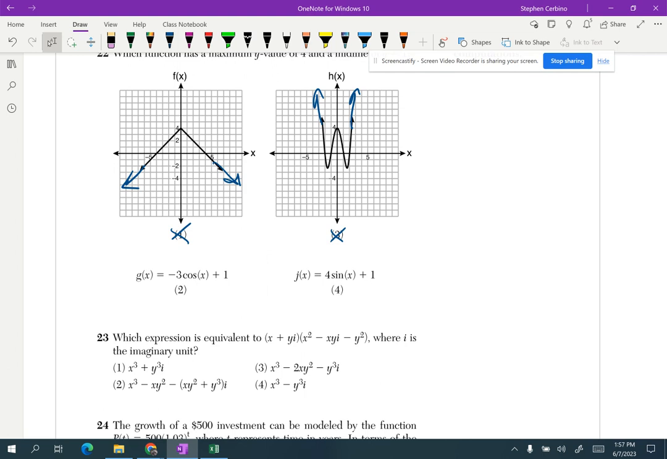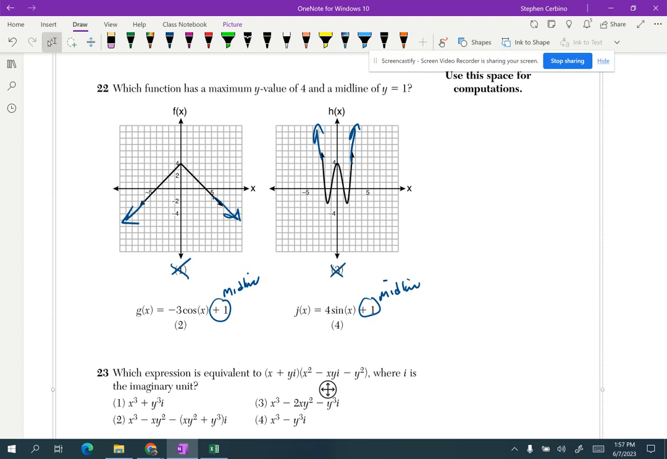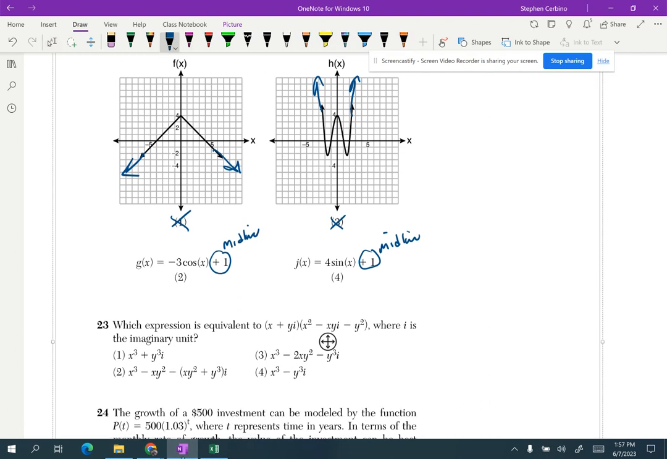So choice 3 has a midline of 1. That's the midline. Choice 4 also has a midline of 1. So both of them have the right midline, but we want a maximum y value of 4. So if the midline is 1 and the amplitude is 4, this would have a maximum of 5, making this incorrect. If the midline is 1 and the amplitude is 3, remember the negative is not part of the amplitude, this would have a maximum of 4, meaning this is my answer.